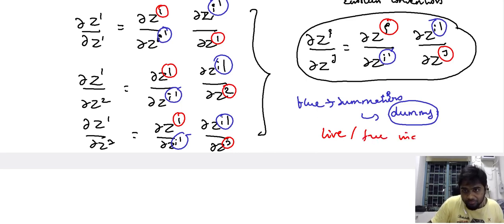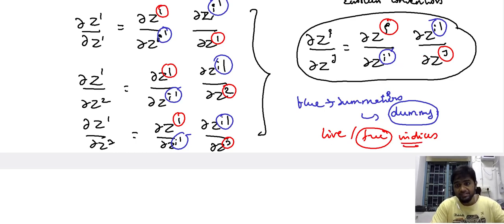So we have the free indices or live indices, and we have dummy indices. The dummy indices are there to indicate the summation within Einstein's convention, whereas the free indices demand a separate set of expressions. And another name for these dummy indices are the silent indices and contracted indices.